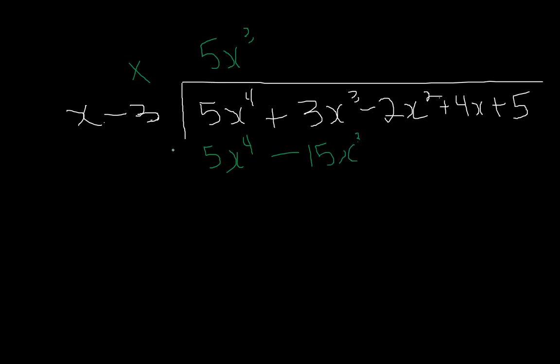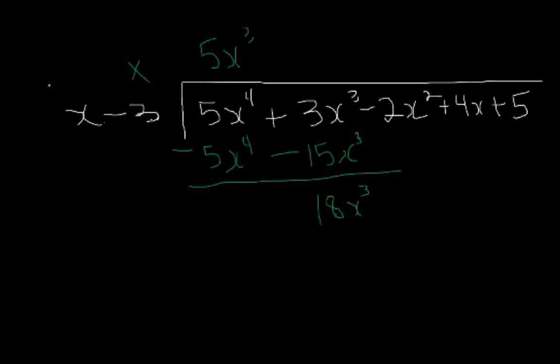Remember, we are subtracting. So 5x to the power of 4 minus 5x to the power of 4 gives me 0. I don't need to write the 0, it's understood. Then the next one, 3x cubed minus 15x cubed. Minus and a minus gives me a plus. That's why this right here is 18x cubed.